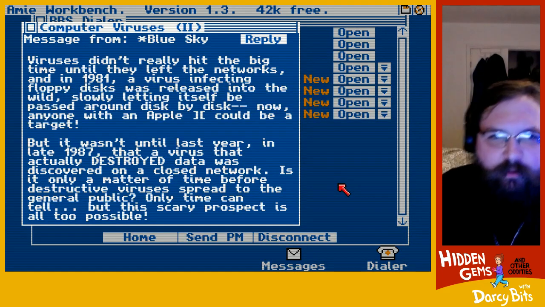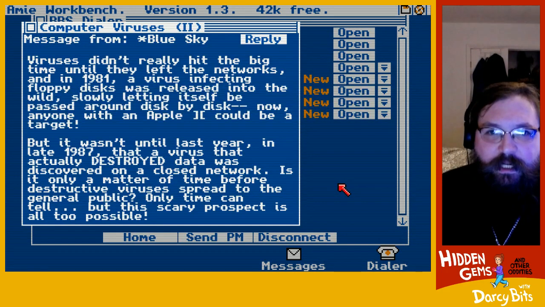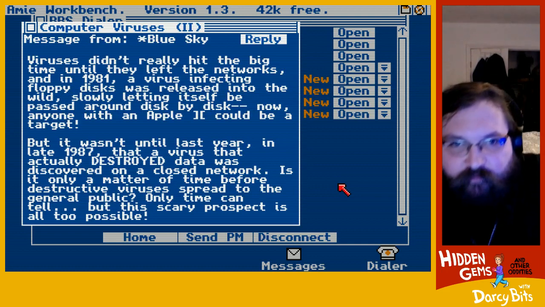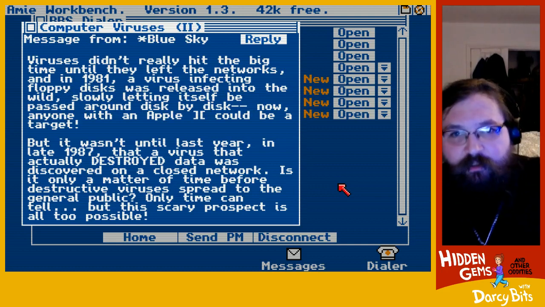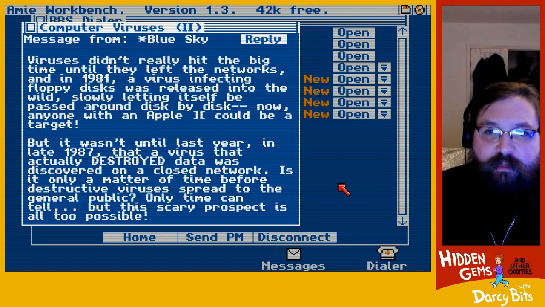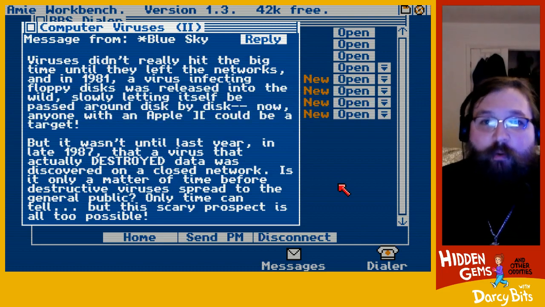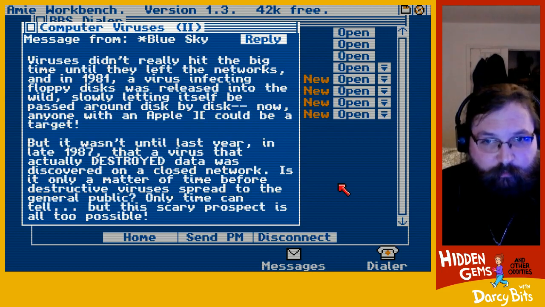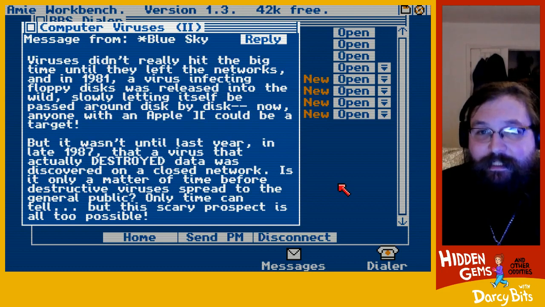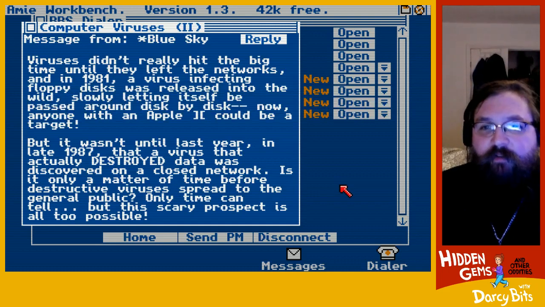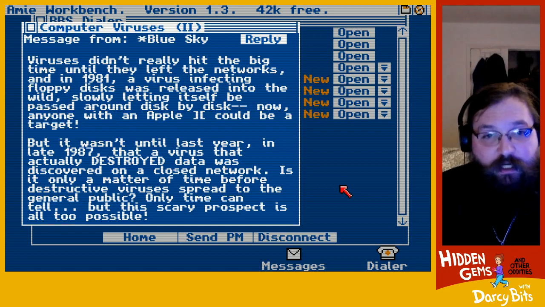Viruses didn't really hit the big time until they left the networks, and in 1981, a virus infecting floppy disks was released into the wild, slowly letting itself be passed around disk by disk. Now anyone with an Apple II could be a target, but it wasn't until last year, in late 1987, that a virus that actually destroyed data was discovered on a closed network. Is it only a matter of time before destructive viruses spread to the general public? Only time can tell, but this scary prospect is all too possible.